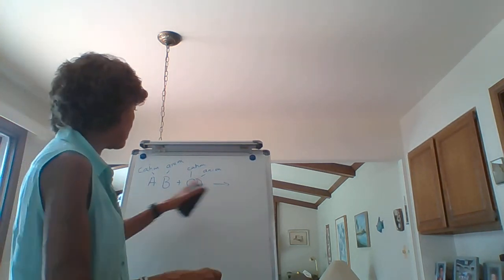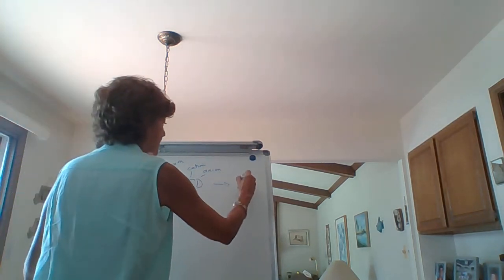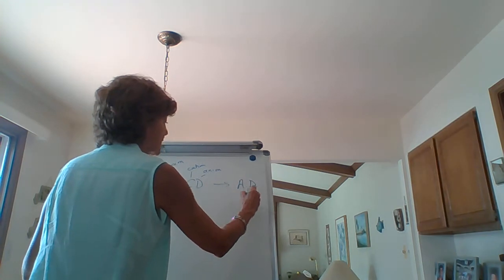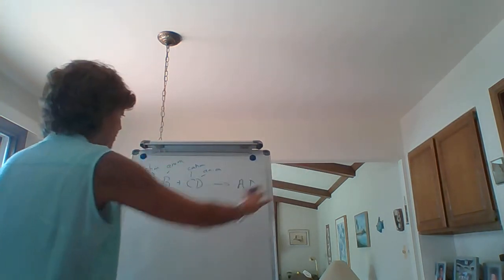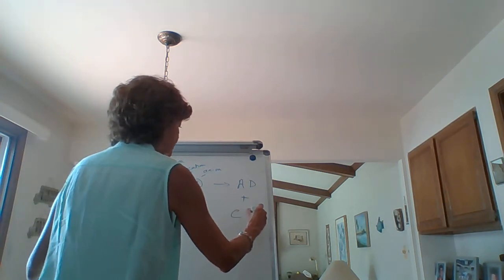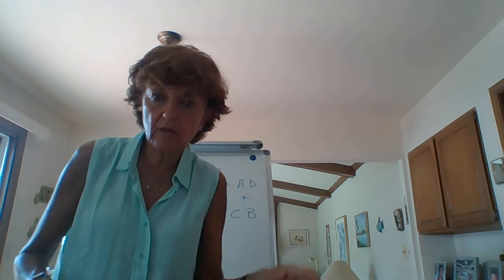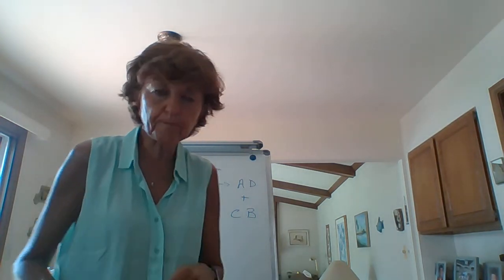So your products are going to be AD plus, normally it's all on one line, but I don't have any room, CB. Why am I putting the C before the B? Because we always, in ionic compounds, put the cation before the anion, okay?